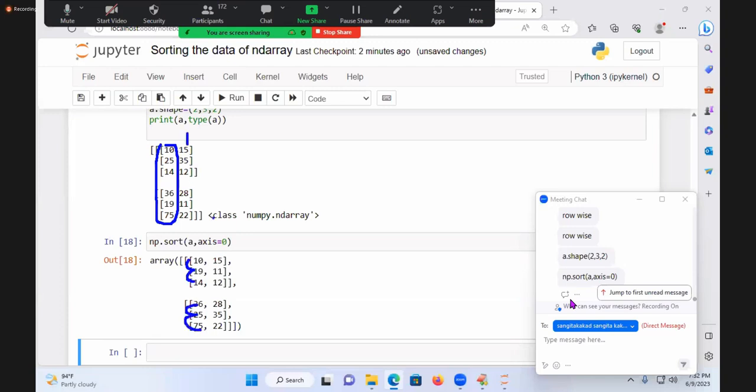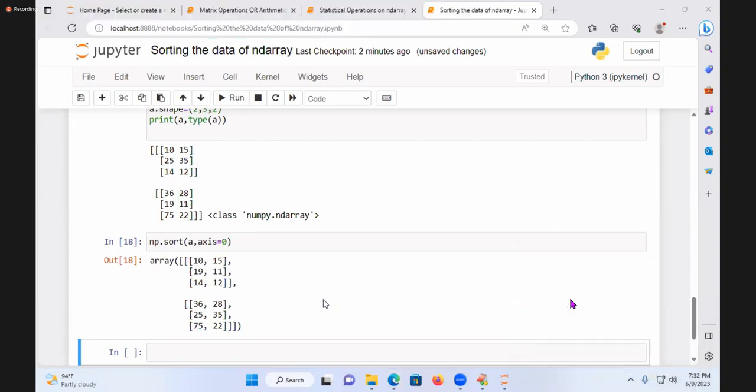You take this one, 15. Next what? 11. Next what? 12, 22, 35. Like that, the complete thing. Are you following me? This is about how we are going to order it.